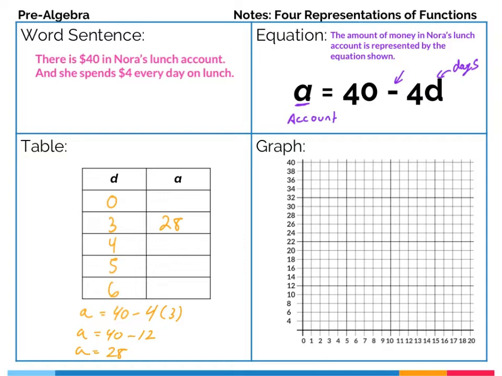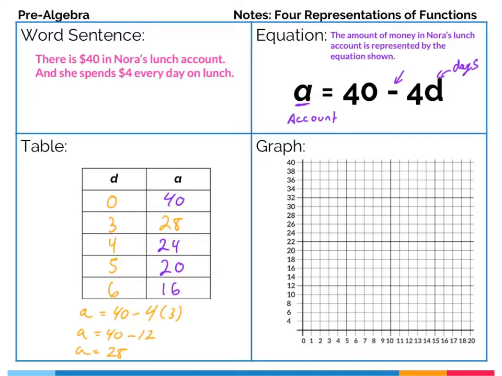So now I can do the same thing with all of the other numbers. So if I plug 0 in, 4 times 0 is 0, 40 minus 0 is 40. So that makes sense. On the first day, she's going to have $40 or all the money in her account. I know if I plug in the 4, 4 times 4 is 16. 40 minus 16 is going to give me 24. Then I've got 5 times 4 is 20. 40 minus 20 is 20. And the final data that I've chosen is 6 days. So 4 times 6 is 24. 40 minus 24 is going to leave us with just $16 left in our account. And now we have our table filled in.